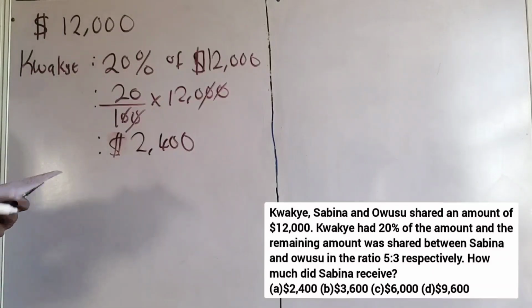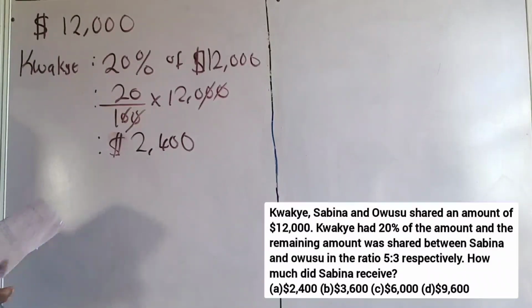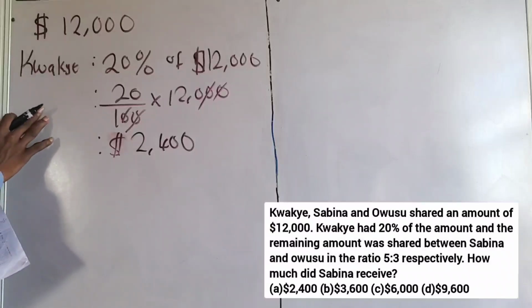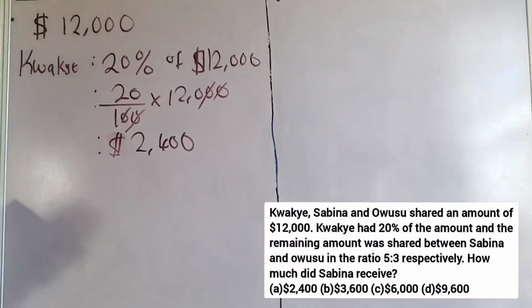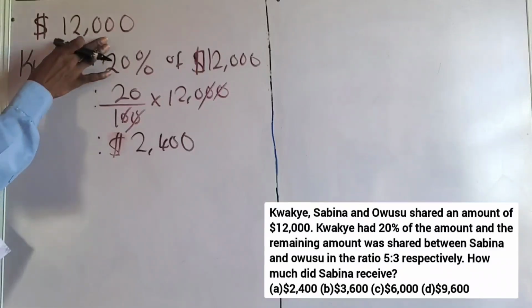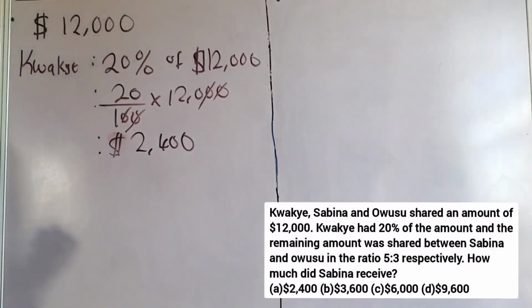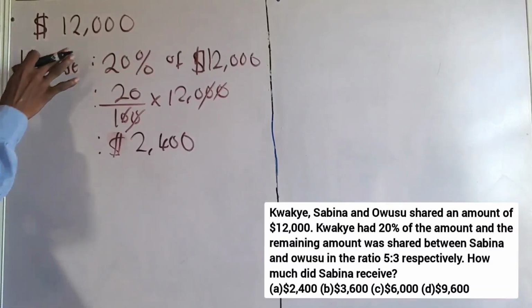Now please pay attention. This is not what we are asked to calculate. But if I didn't proceed like this, we might find it difficult to get the amount that Sabina received. Now if Kwake received 2,400, that means that the amount that was shared between Sabina and Owusu is the total amount of money minus the amount that Kwake received.